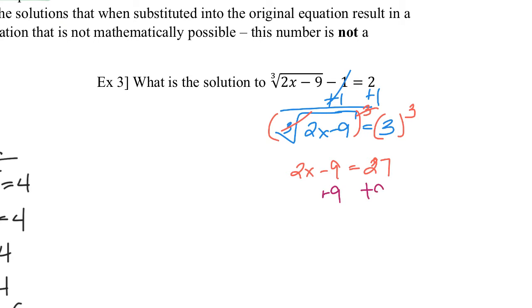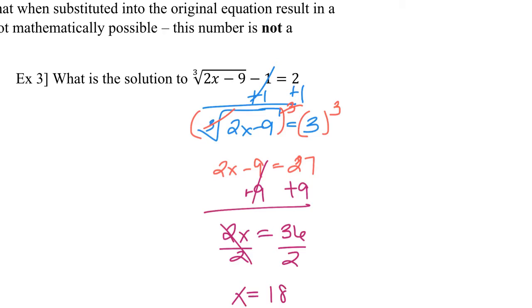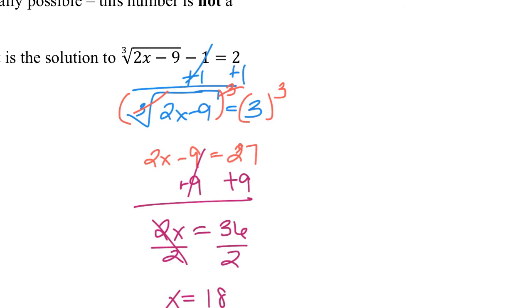Add 9 to both sides. 2x equals 36. Divide both sides by 2. X is equal to 18. And again, we need to check this to make sure there isn't an extraneous solution as well. So we're going to substitute this 18 back into the original equation to make sure that it works.